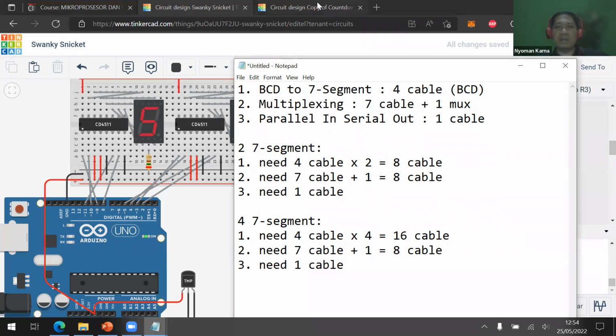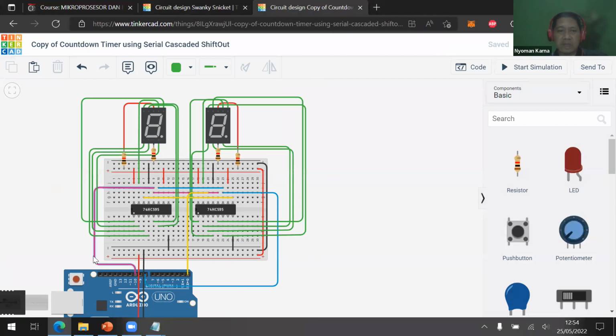Although actually it needs more than 1 cable because we need the something that we call clock, and then we also need the input and clock. Yes, so we need 2 cable actually, clock and the data itself.